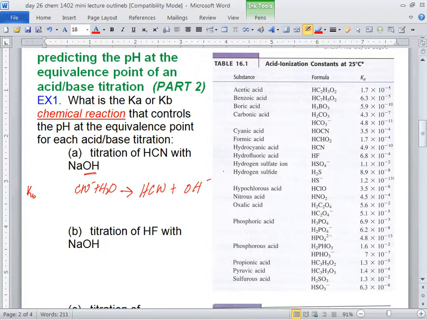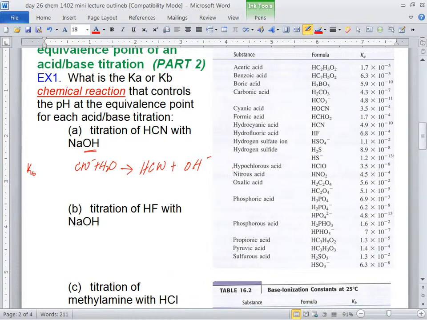Because if we go through all this work and you don't have it set up right, all that was wasted energy. How about a titration of HF with NaOH? What reaction would you write that's going to dominate and control the pH? Kb reaction. It's going to be Kb, perfect. So F minus plus H2O, HF plus OH minus. Perfect.